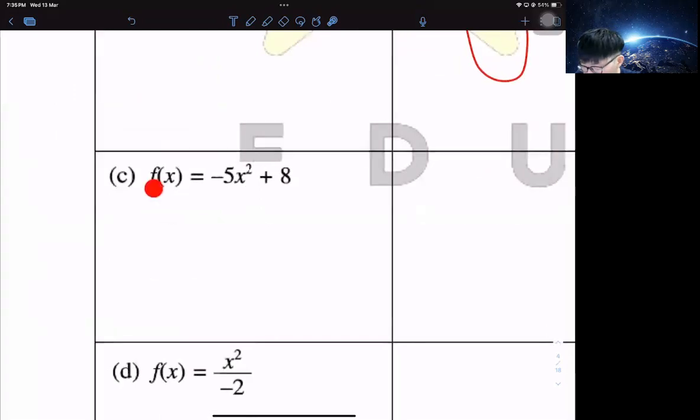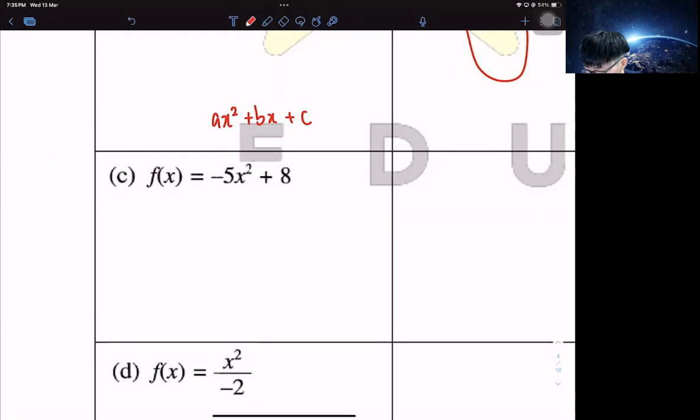First, when you see this, is it a quadratic? You should be able to answer: yes, it is a quadratic, simply because I see x squared. Next, is it arranged in the right format? What is the right format? The right format should be ax squared plus bx plus c. But now, what is wrong?